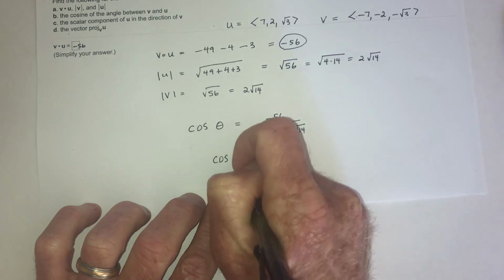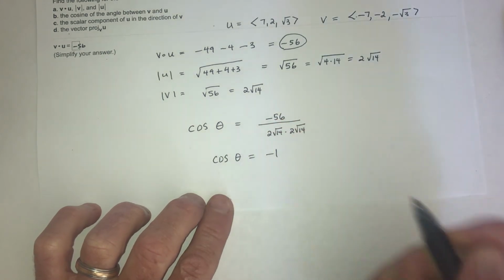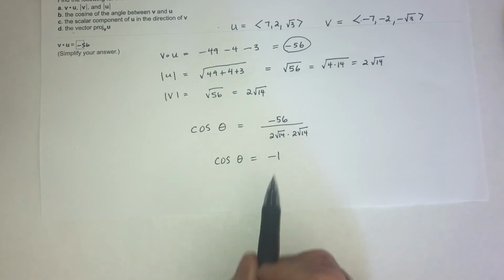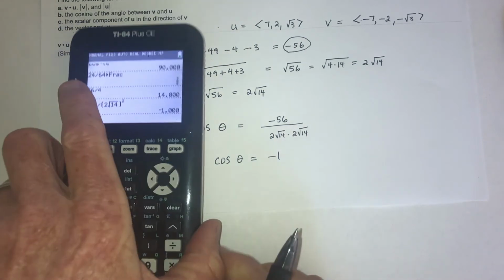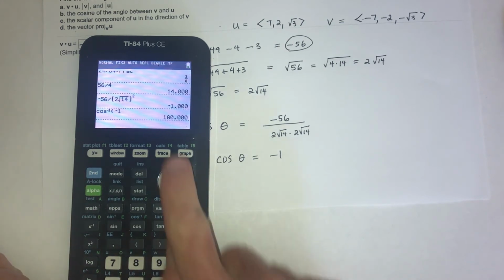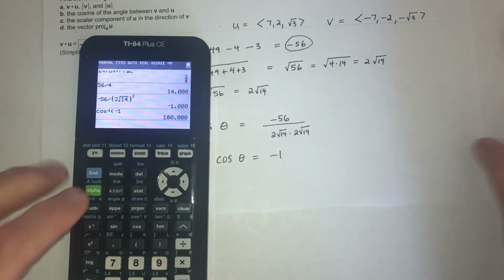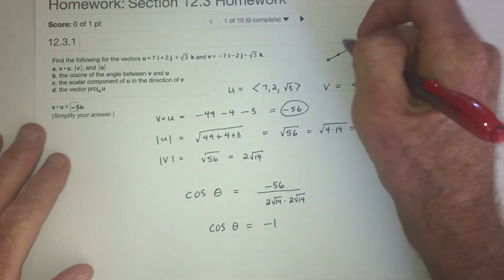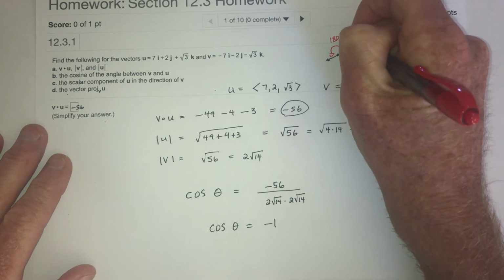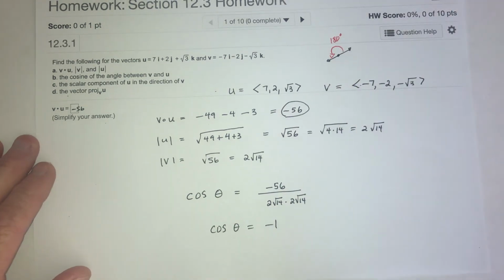So cosine of theta equals negative 1. So they're saying find cosine of the angle, so they're saying just find that negative 1. But if you find the angle, cosine inverse of negative 1 is equal to 180 degrees. And that is because they're going in opposite directions, so the angle between them is 180 degrees.